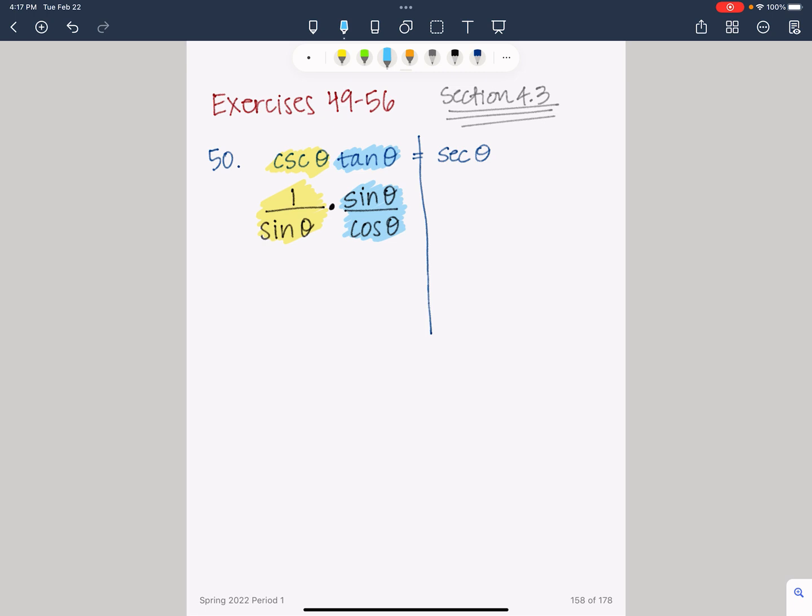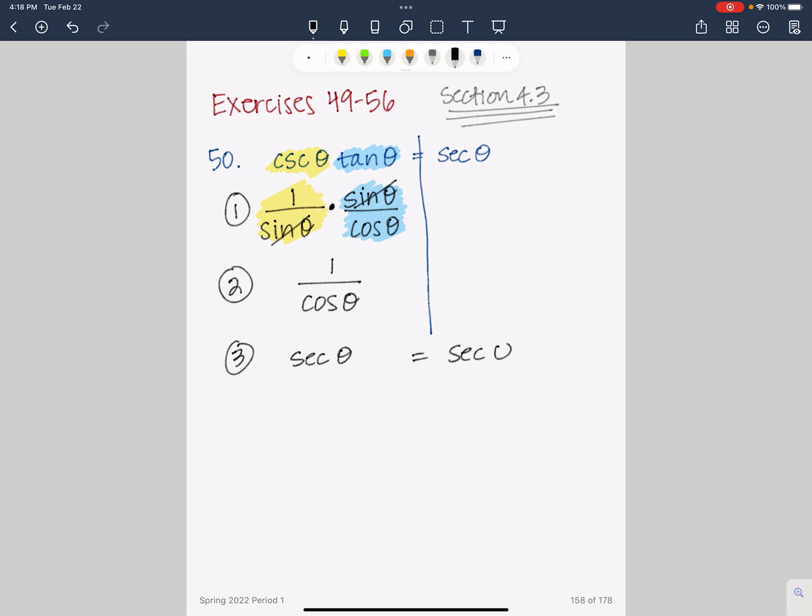Now if I just use simple multiplication rules, I get sine of theta over sine of theta cosine of theta, or I can reduce those fractions before I multiply, and I get 1 over the cosine of theta. Every single one of these steps is necessary in your work. And then, I'm going to use that reciprocal identity again. 1 over cosine of theta is the same thing as secant of theta.